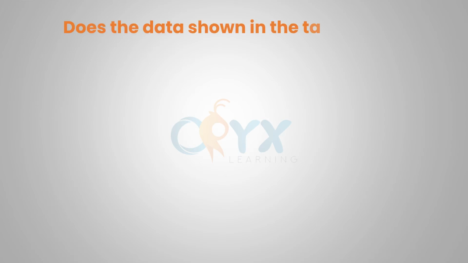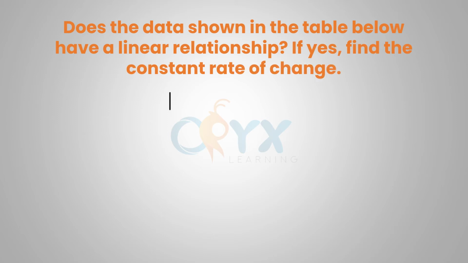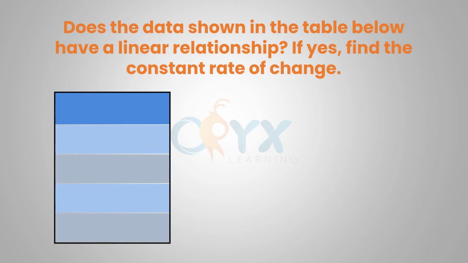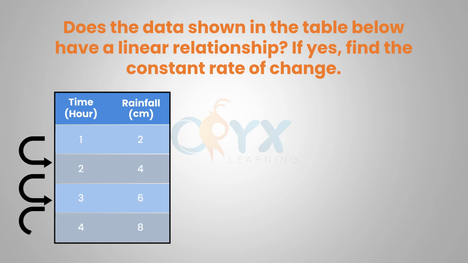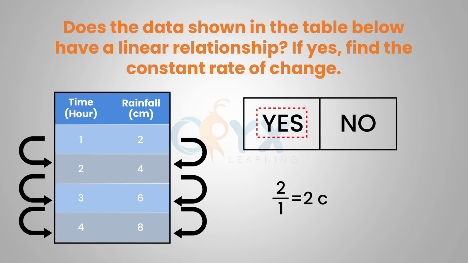Does the data shown in the table below have a linear relationship? If yes, find the constant rate of change. So here, if we look, the time goes from 1 to 2, 2 to 3, 3 to 4, increasing by 1 each time. The rainfall amount in centimeters goes from 2 to 4, 4 to 6, and 6 to 8, increasing by 2 each time. So it looks to me like they have a constant rate of change. And that constant rate of change is the change in rainfall over the change in time, which would be 2 over 1, or 2 centimeters per hour.